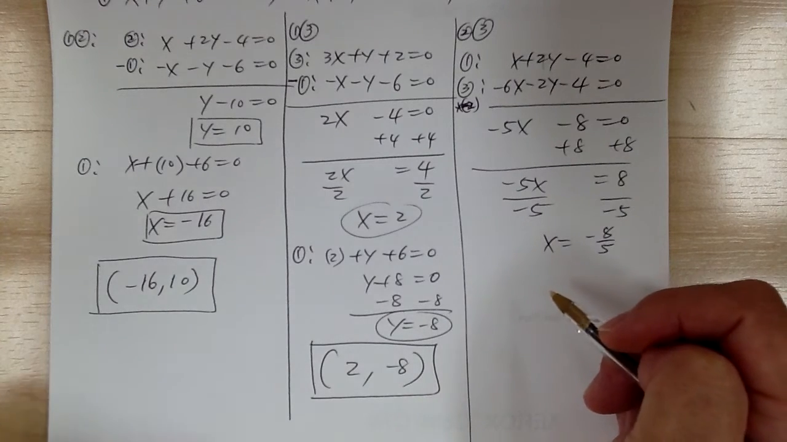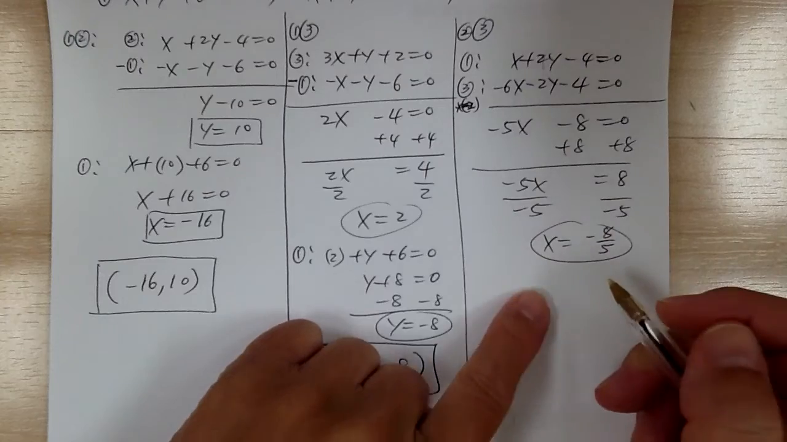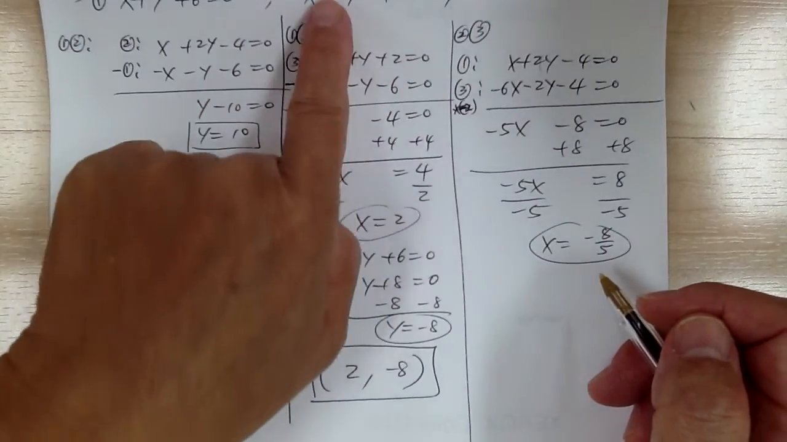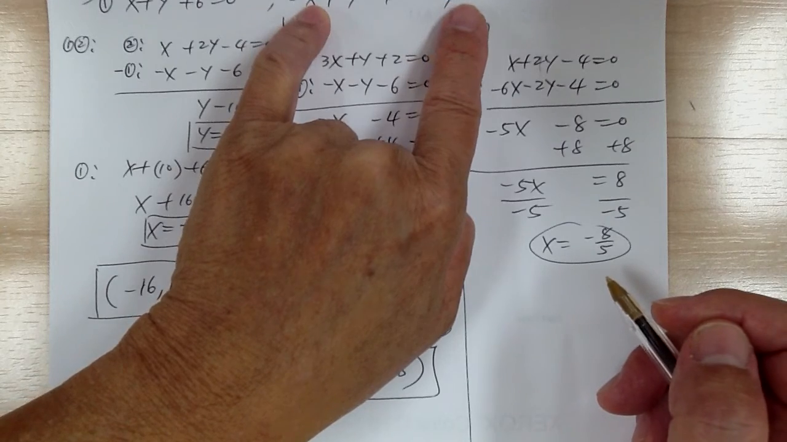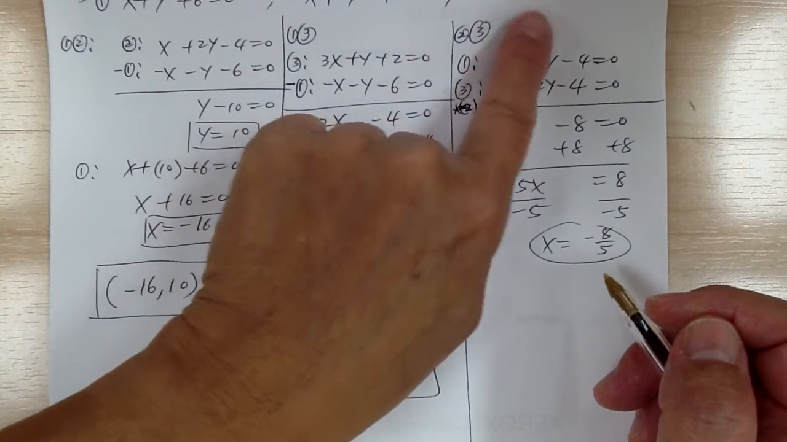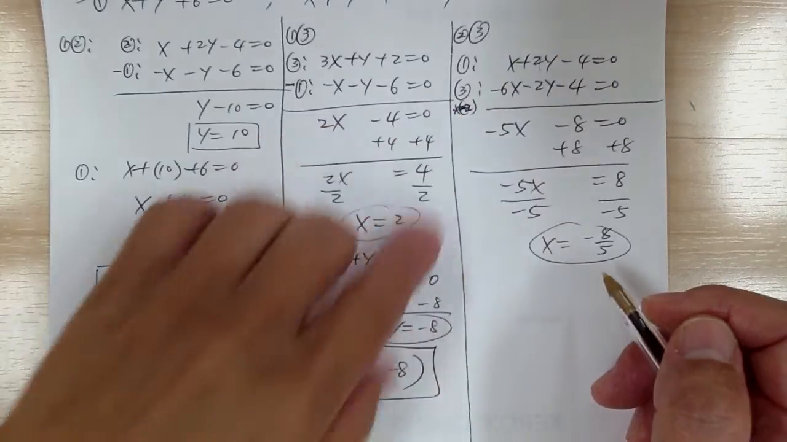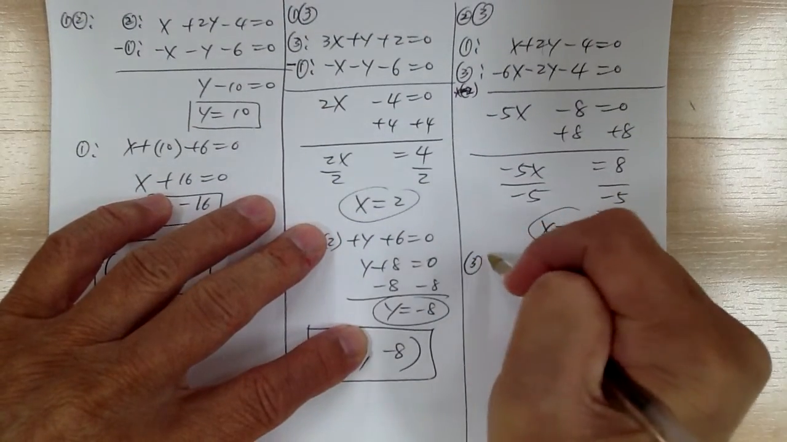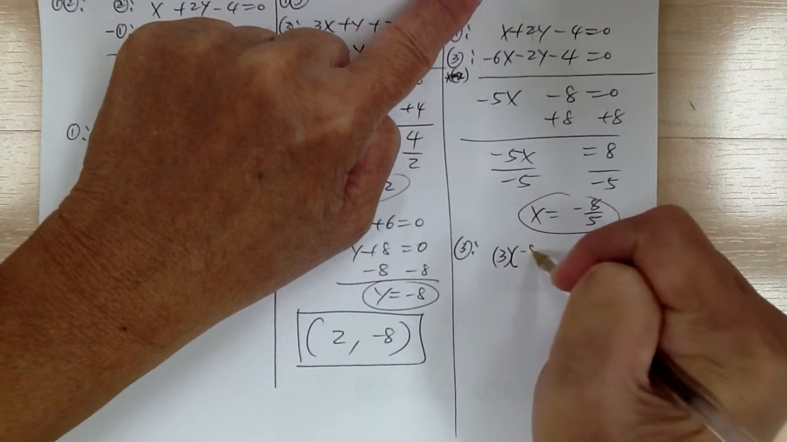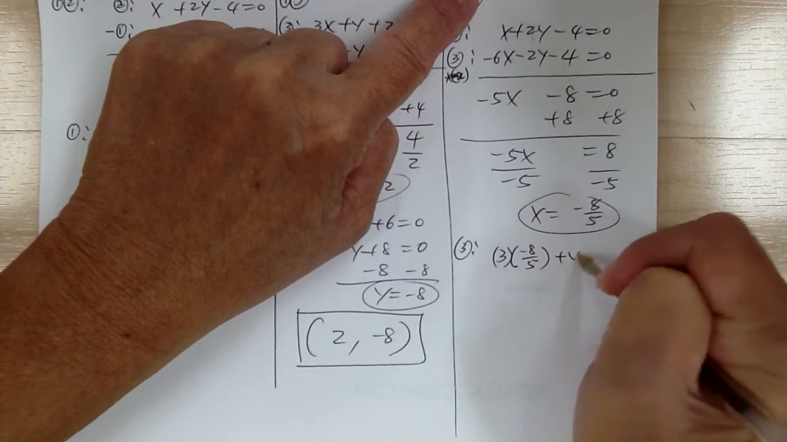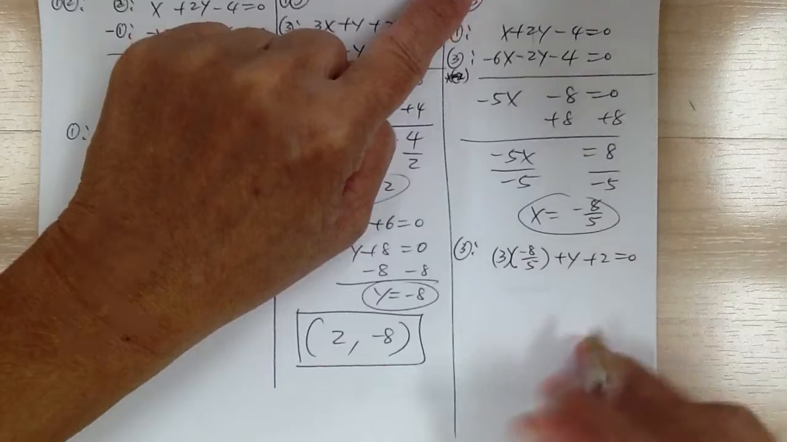Okay, so now we have to solve for y. And so this is equation 2 and 3. So look at 2 and 3. It looks like equation 3 is a little bit easier to use because you have the y over here by itself. So let's use equation 3. So I get 3 times negative 8 over 5 plus y plus 2 equal to 0.